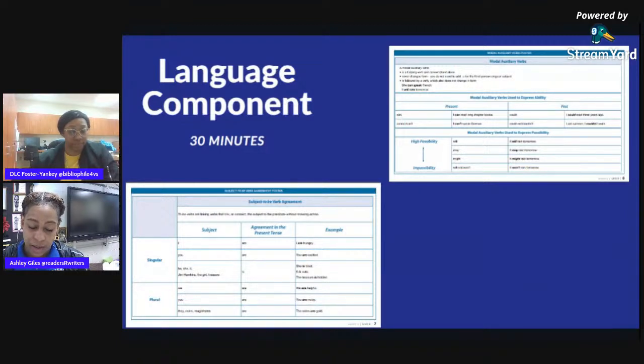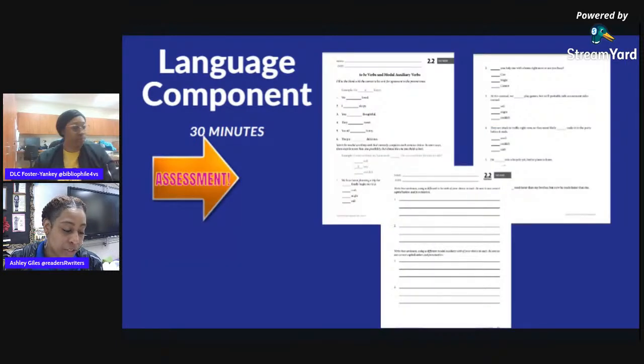Do they agree? So have the students read the auxiliary verb to express the ability in the present tense, and then they're going to read it and make sure it's in the past tense. Then students are going to have to create a sentence correctly using the modal auxiliary verbs in either the present tense or the past tense. There is an activity page for this, activity page 2.2, where the students are going to display their understanding of correctly writing and using these verbs correctly.